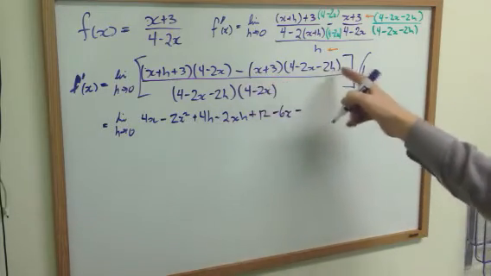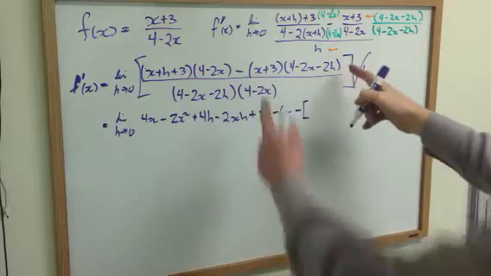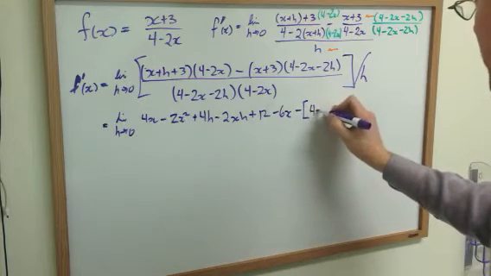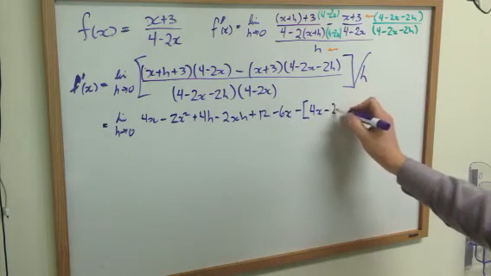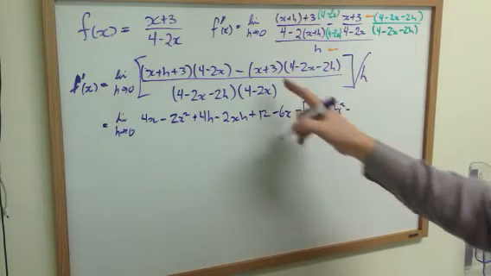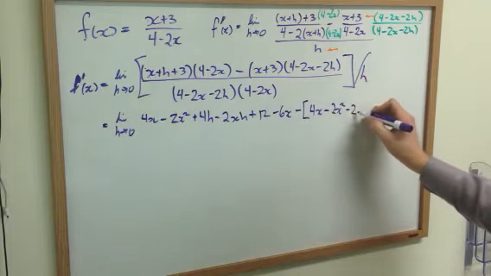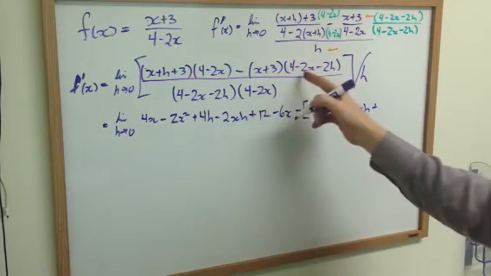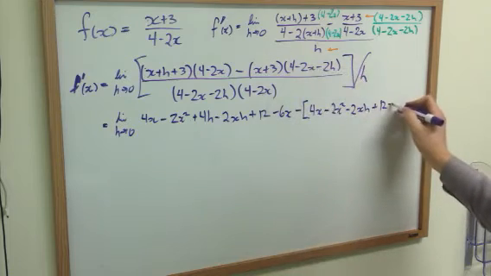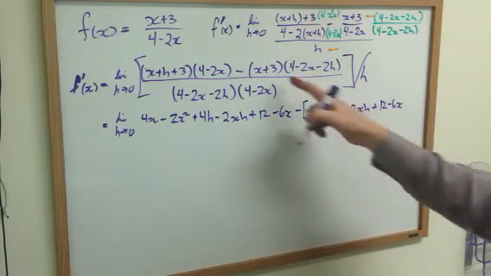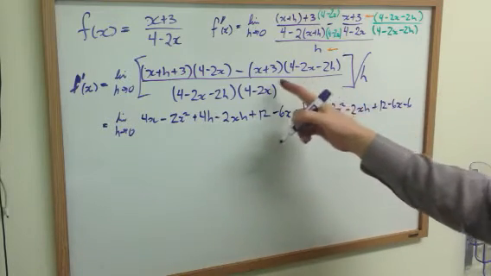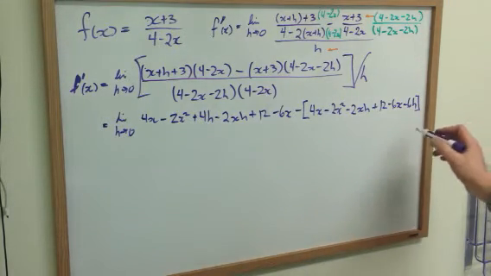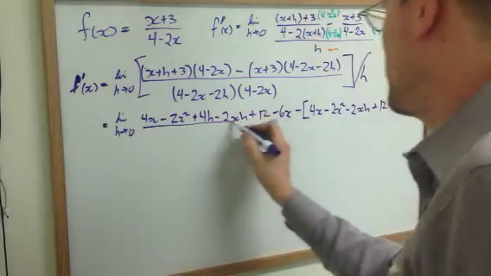Minus, now this minus applies for that entire, this is multiplication, so that minus affects the whole back end. 4x minus 2x squared minus 2xh plus 12 minus 6x minus 6h. Everything all over, that's actually just the numerator.